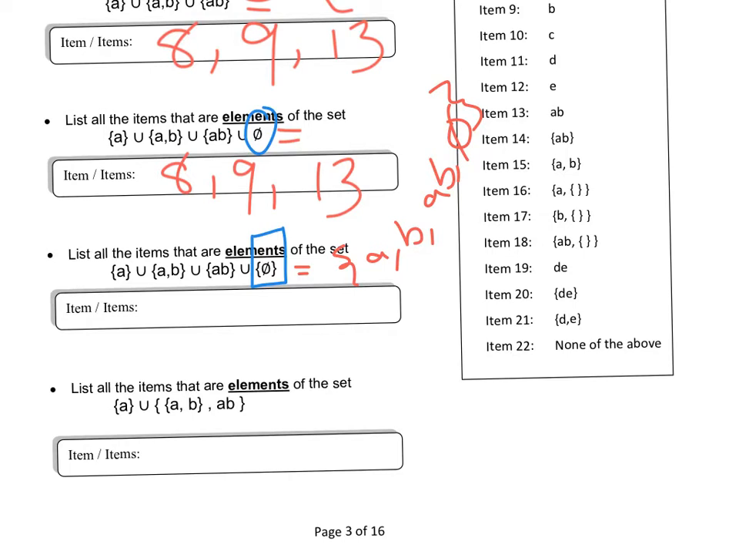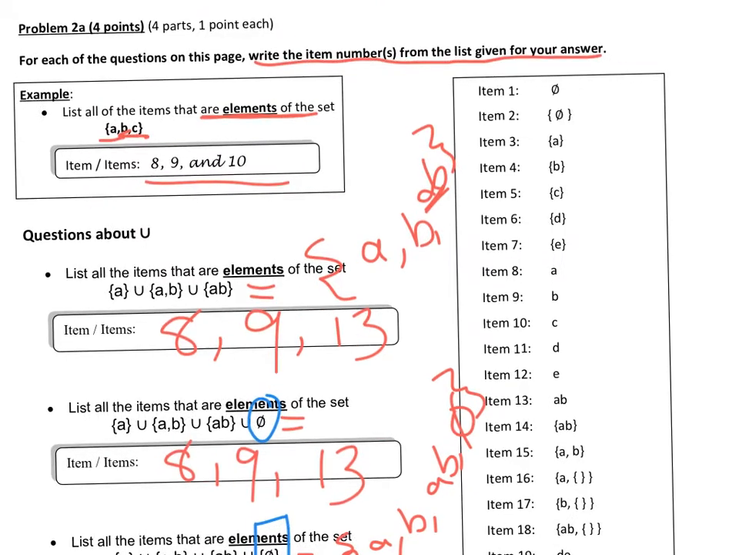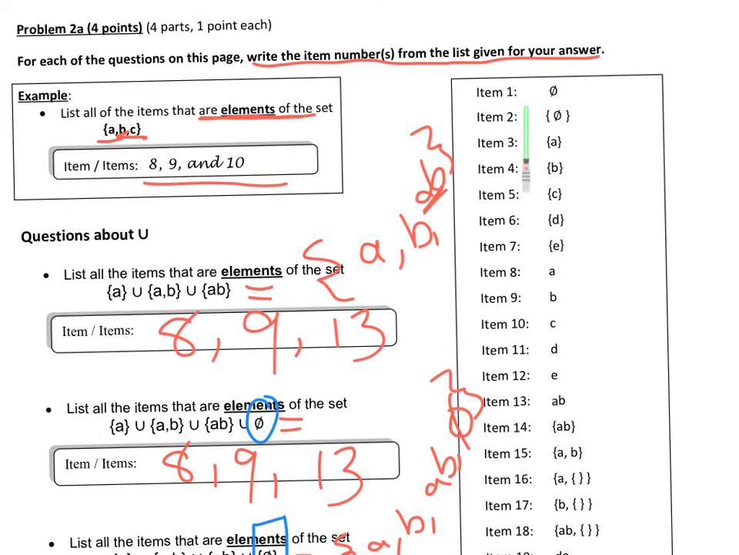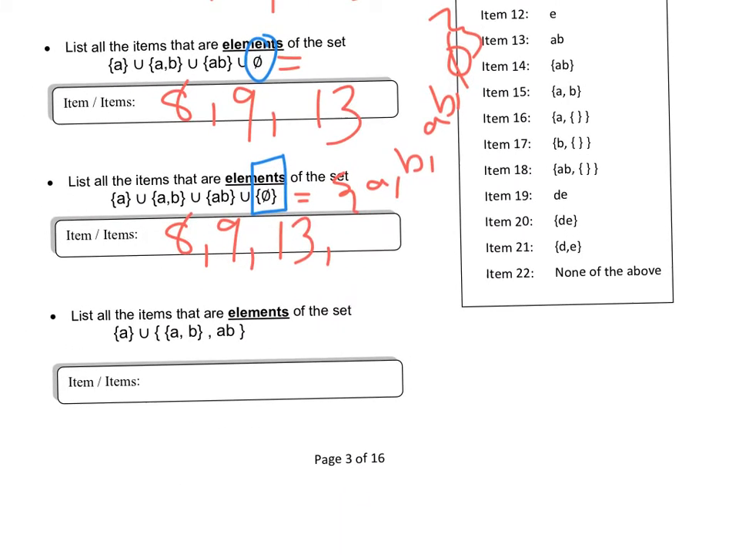And so now our items are going to be 8, 9, and 13 again, because that's the A, B, and the AB. But we're also putting in the empty set, which is, I believe, item 1. Let's look. Yeah, look all the way up there. Just the empty set is the element, right? So if we go back up, it's union with the empty set, which is item 1, right?